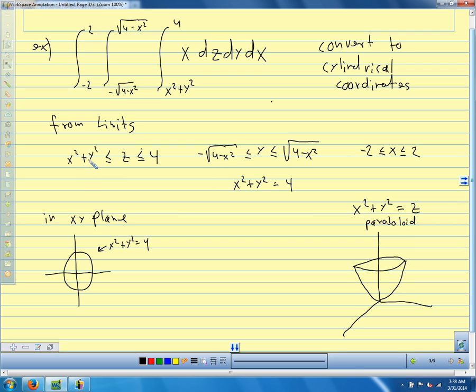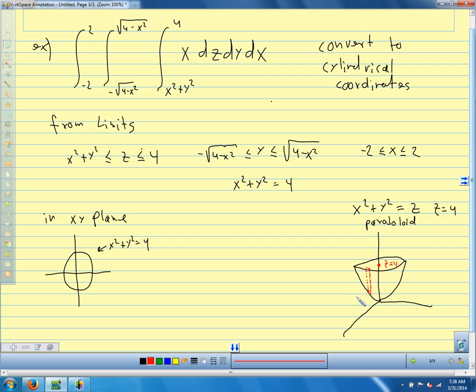And this limit of integration says that z varies from x squared plus y squared to z equals 4. So what kind of surface is z equals 4? That's a height. That's a plane at the height z equals 4. So z is varying from the paraboloid, x squared plus y squared equals z, up to z equals 4. So we're taking a little cut out like this, and we're hitting the plane here at z equals 4. So z is varying from the paraboloid up to z equals 4.